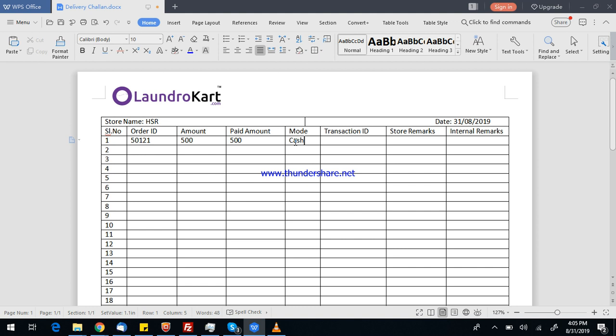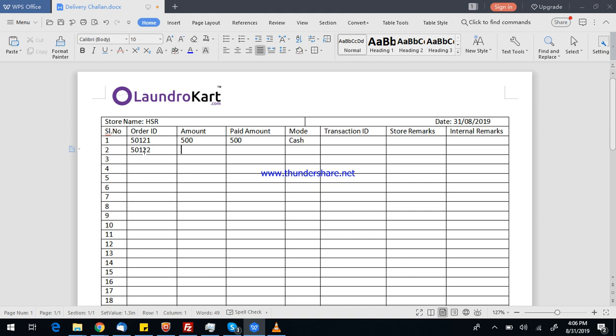You have to enter the mode of transaction here and then the transaction ID. For anything apart from cash, you have to enter the complete transaction ID. And if you have any store remarks, internal remarks, just leave it blank. When it comes to the factory, if we have any remarks, we will write them down.